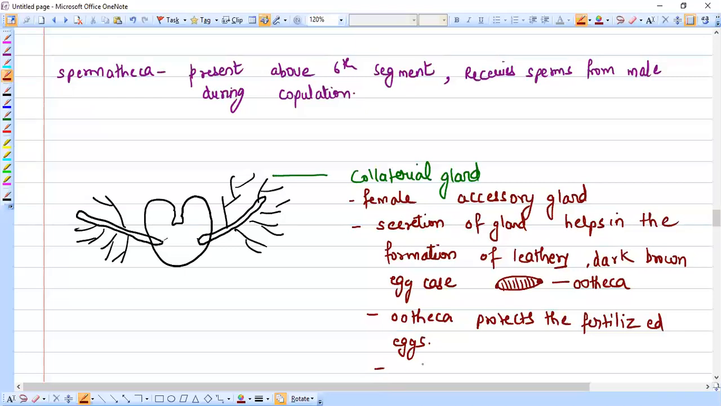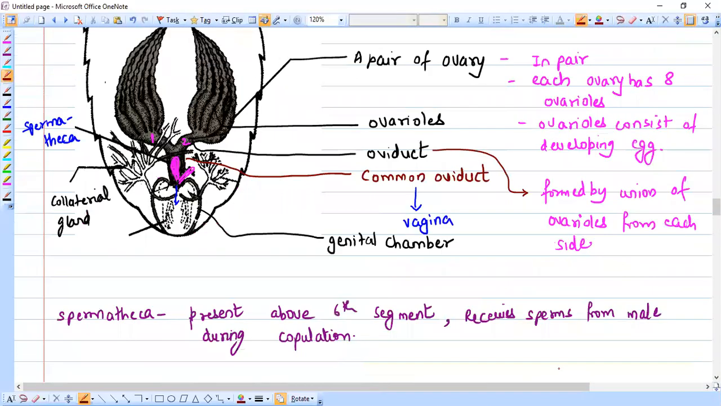The question is, how many eggs are present in one ootheca? So I can say that there are 14 to 16 eggs in one ootheca. So this is very important. In one ootheca, you are going to get 14 to 16 eggs. Let's come back again to the diagram. This is all you should know about collateral gland.